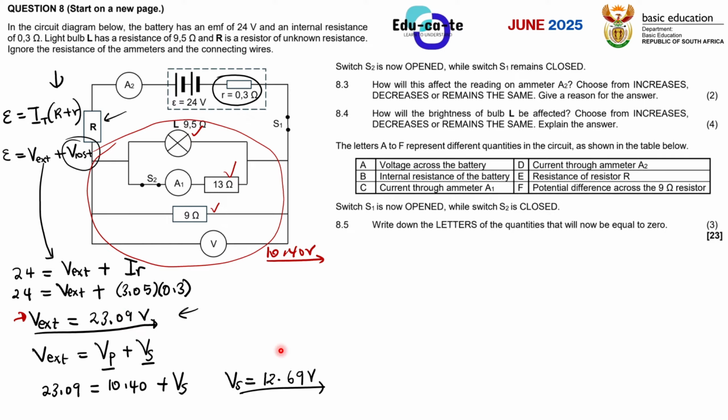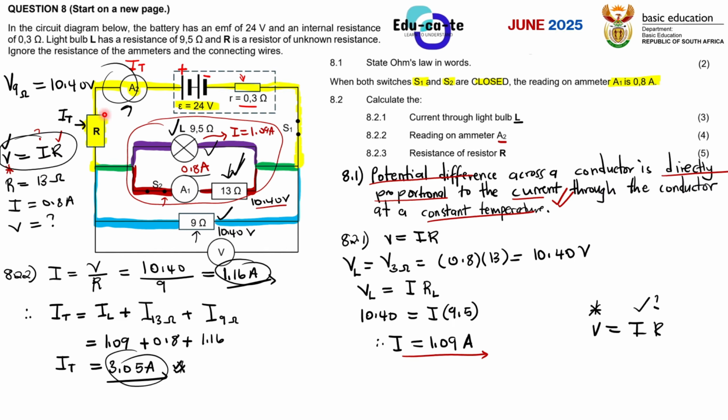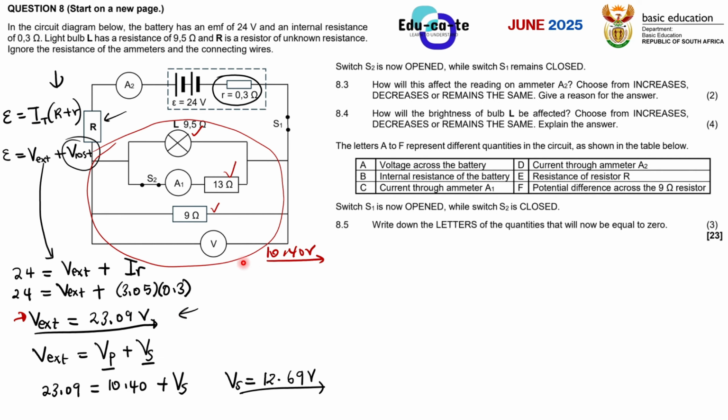So now that we have got the voltage across the series combination, and the only thing in the series combination, according to what you see here, is the resistor R, the voltage across resistor R is this 12.69 volts. So we now know the voltage of resistor R. I hope that makes sense as well.